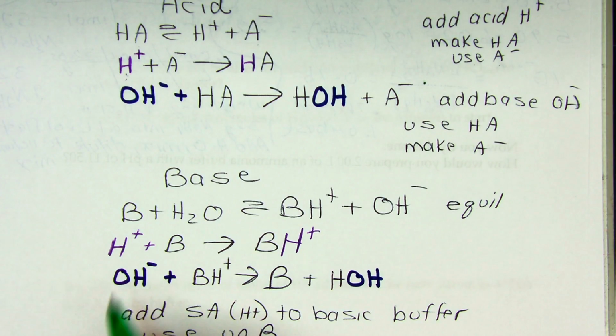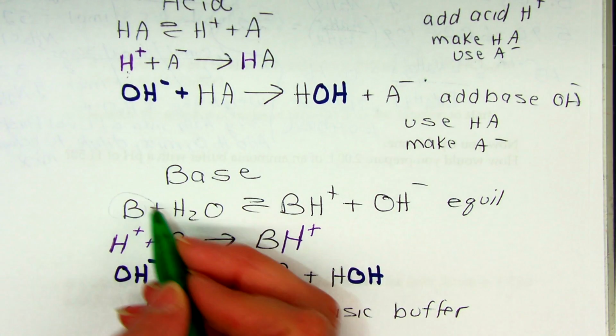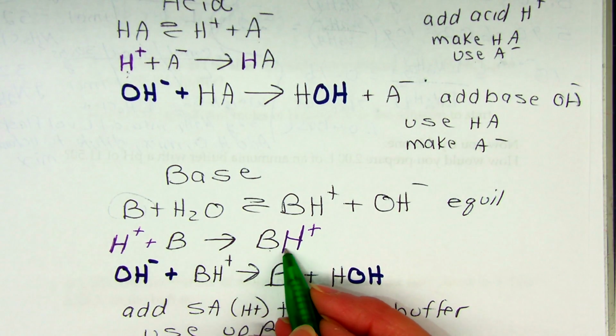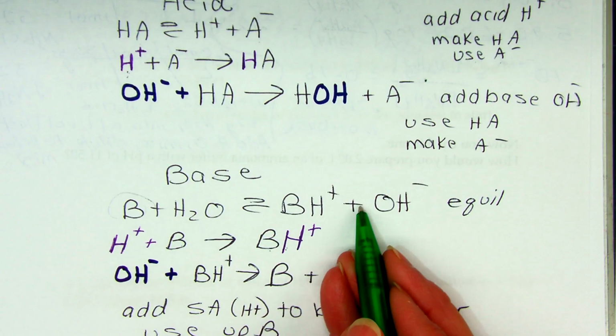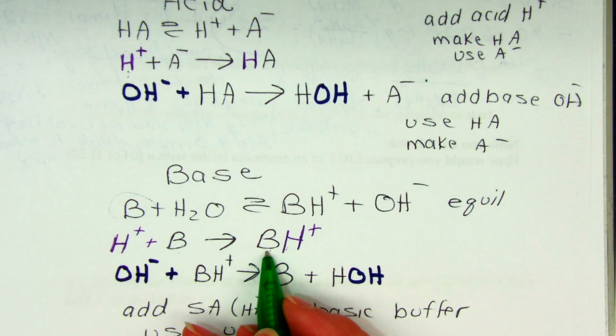But I'm dumping in loose hydrogen ions. So this loose hydrogen ion looks around for something to react with. It says, oh, here's some base. So it reacts with the base in a one-way street, making BH+. This is not the equilibrium. So what happened to the oxygen? What oxygen? There is no oxygen in this activity.